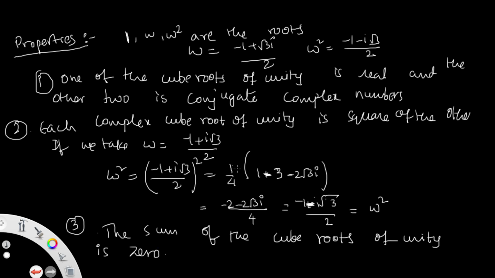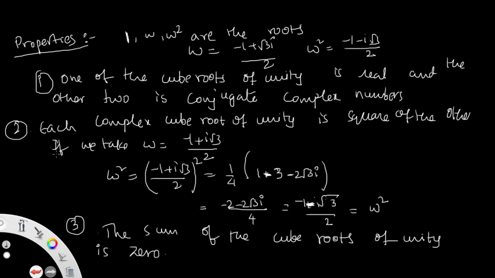So what is the first property? All of you make a note. One of the cube roots of unity is real. One of the roots is 1, that is a real number. And omega and omega square are conjugate complex numbers. And the second one is each complex cube root of unity is the square of the other number. Let us take omega as minus 1 plus I root 3 by 2, and squaring on both sides we can simplify, then lastly we get omega square. That means each complex cube root of unity is the square of the other number.